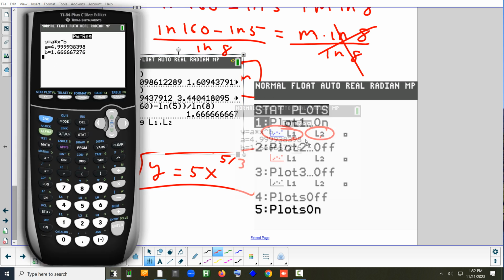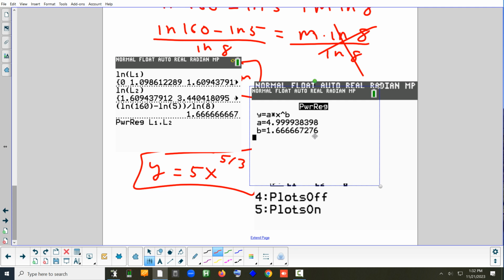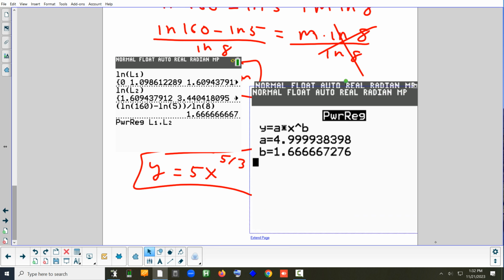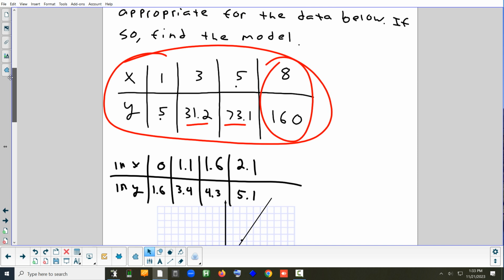And now, look at what it calculated. If we round it appropriately, what did the calculator find for A? 5. And what did it find for B? 5/3. Yeah, 1 2/3 or 5/3. So the calculator got exactly the same thing we did. Notice it doesn't keep repeating like 0.9 forever. That's because these data points probably aren't exact.